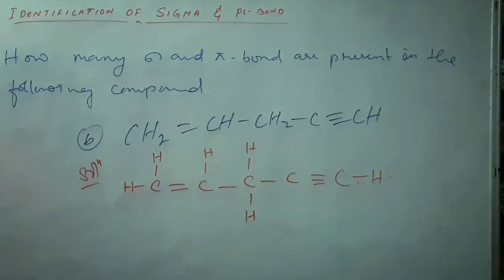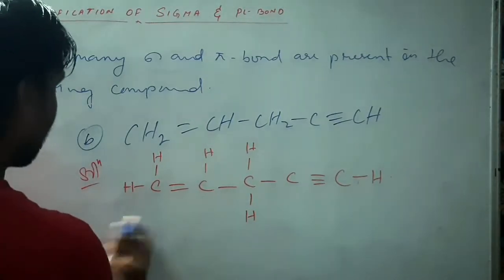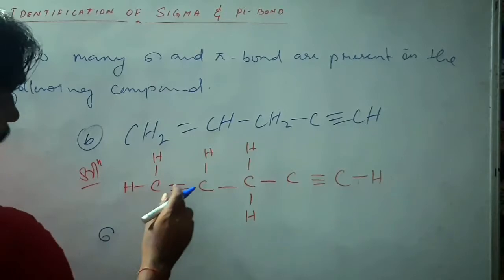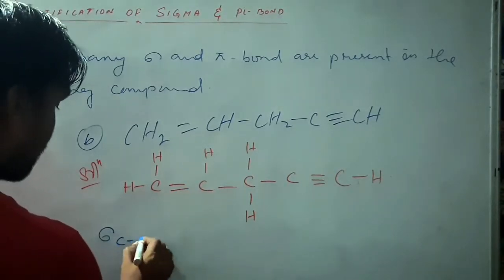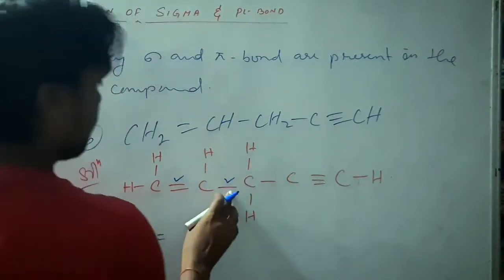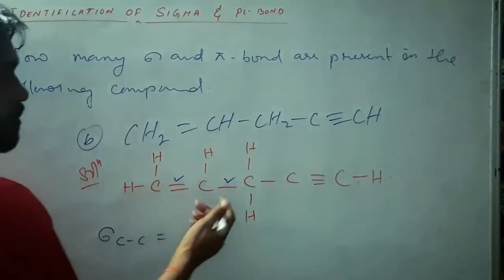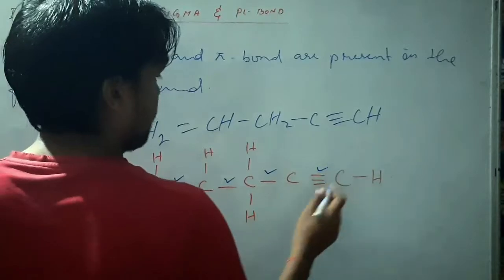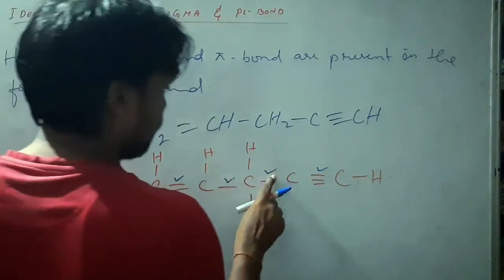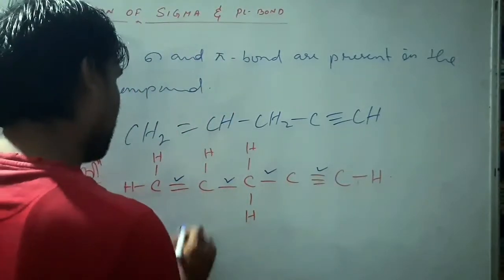Now let us write the sigma bonds and pi bonds. First, let's find the carbon-carbon sigma bonds. How many will it be? One here, one here. This is already a single bond. Here a double bond means one sigma. Here also one sigma. Here also one sigma. So the total number of sigma bonds is 1, 2, 3, 4. So it is 4.